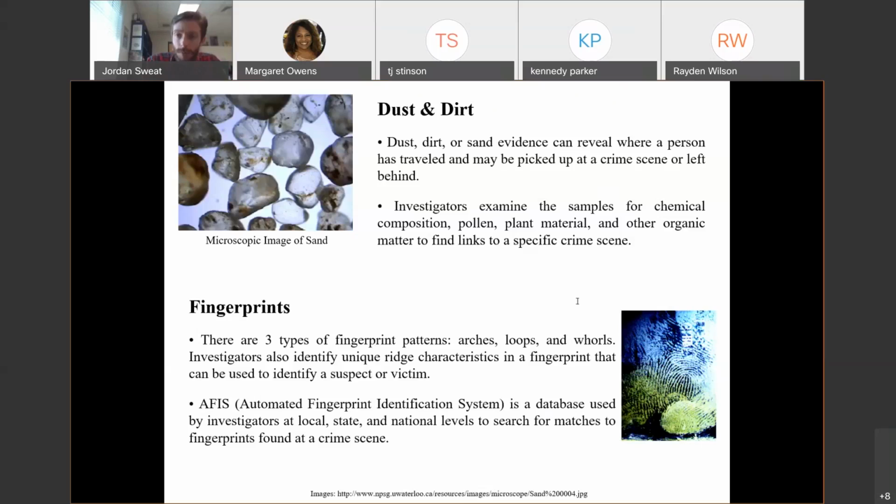Okay, next note. The three main types of fingerprints are arches, loops, and whorls. And I spelled arches wrong. Sorry. There you go, there's the right spelling. All right, while you're writing that down, I'm going to go ahead and define what AFIS stands for. It's the Automated Fingerprint Identification System.